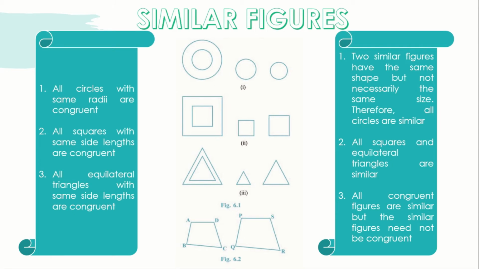One of the important points is the third point. All congruent figures are similar, but similar figures need not be congruent. Whatever congruent figures there are, all are similar, but all similar figures are not congruent, because similar figures differ in their sizes, so they can't be congruent.